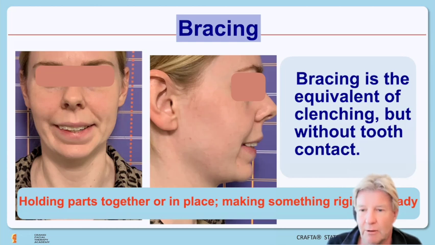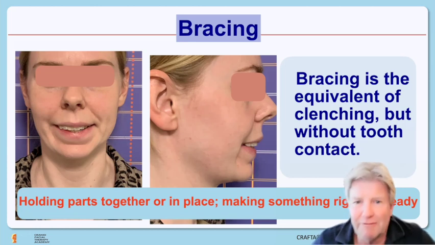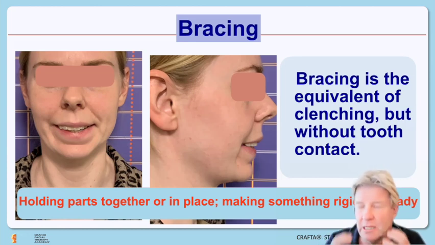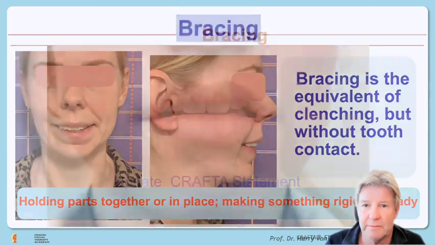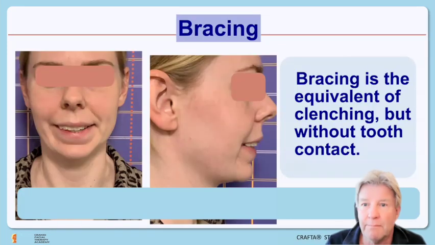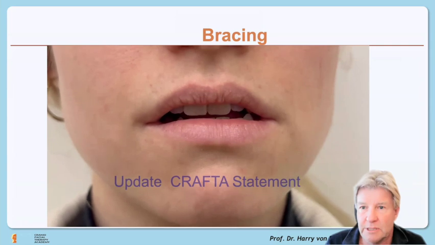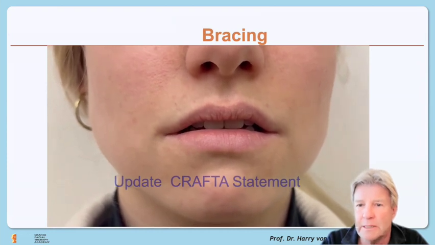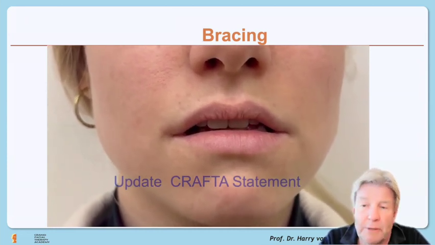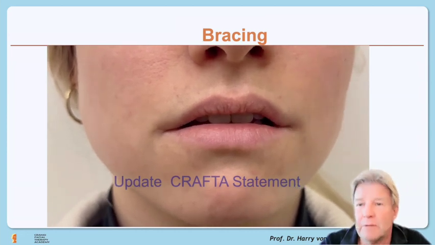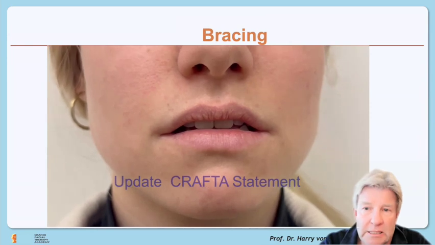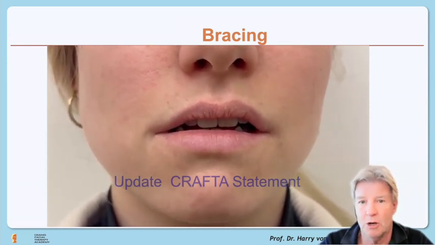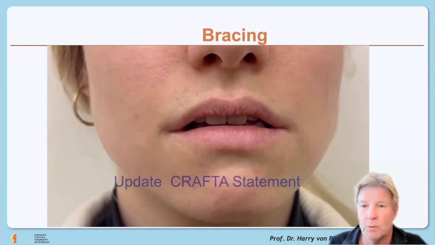Holding parts together or in place, making something rigid or steady. You see this also in small children. When they are in stress or want to start to cry, you suddenly see an enormous tension in the jaw muscles, but without teeth contact. Here you see an example of bracing. You see a higher tension and small movements without teeth contact. This person gets a lot of headache when she is in stress situations, for instance standing in a traffic jam, and when she is at work behind the computer.